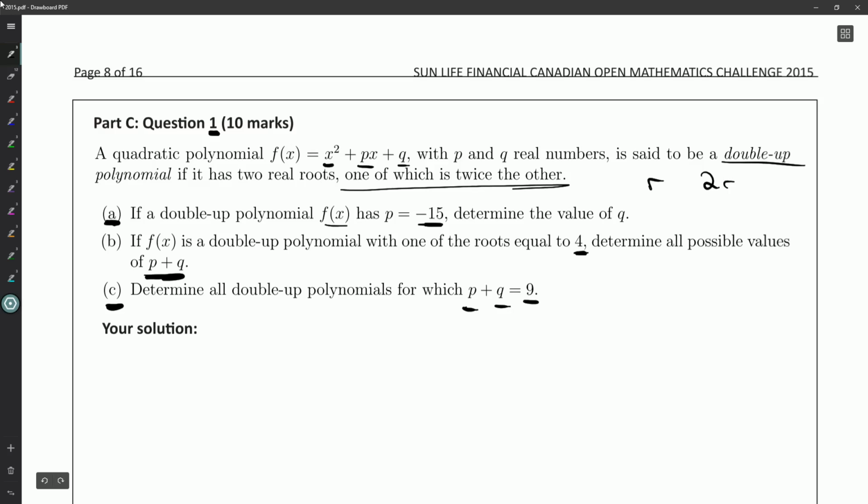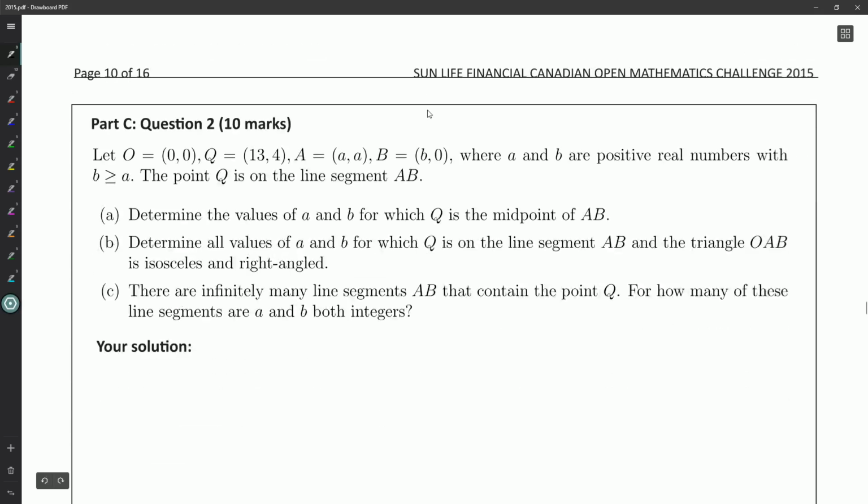Okay, so that finishes off C1 from our 2015 paper, and we will take a look at C2 in the next video.